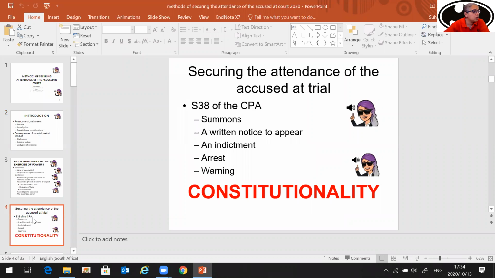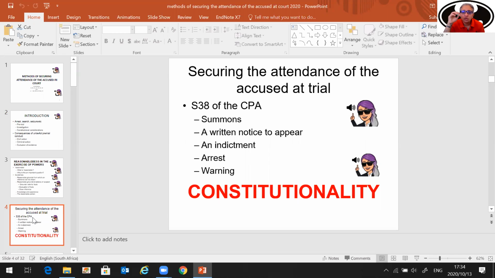There are several ways in which an accused person can be brought to court: summonses, written notices to appear, indictments, arrests, warnings. And we're going to look at each of these in turn.